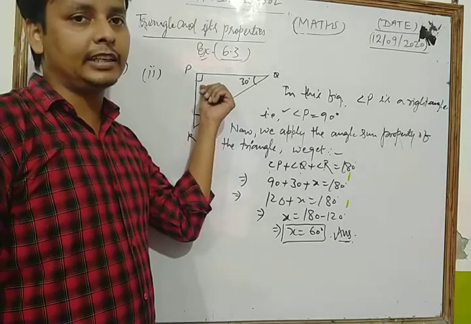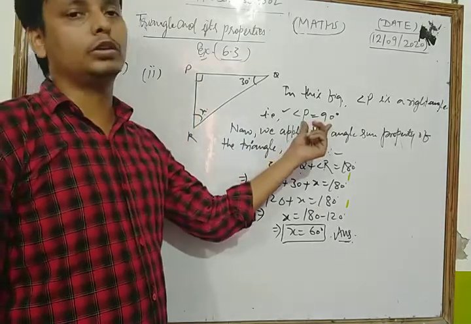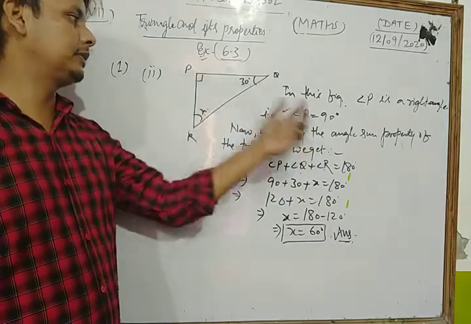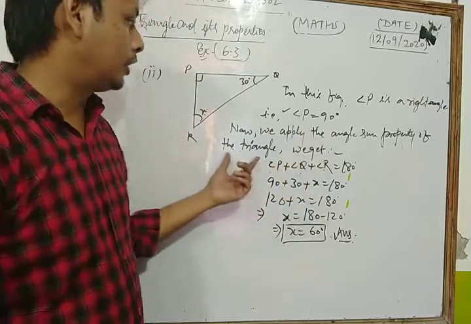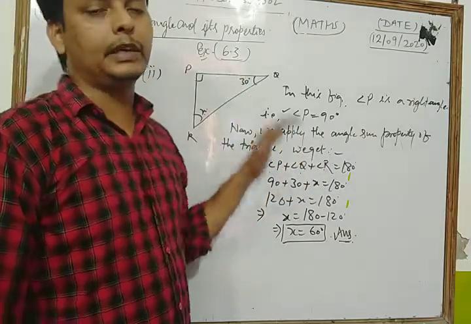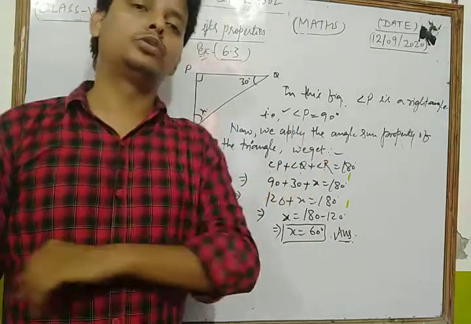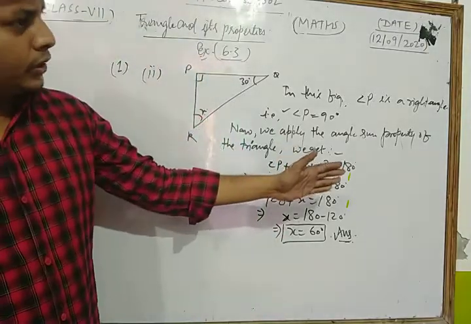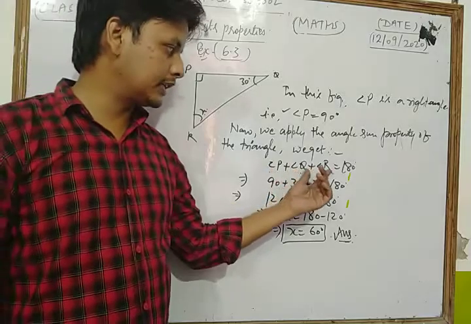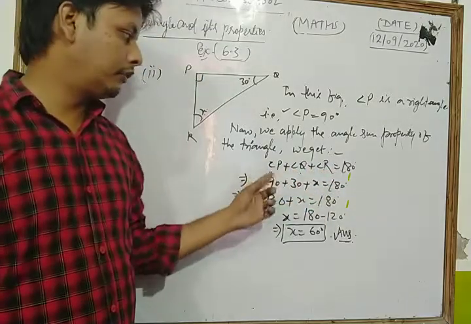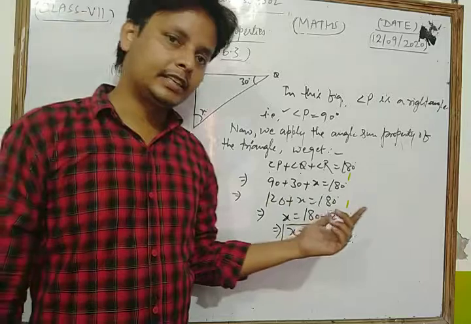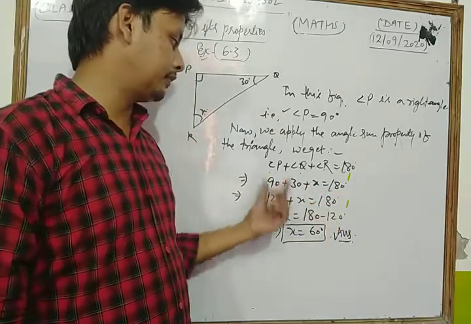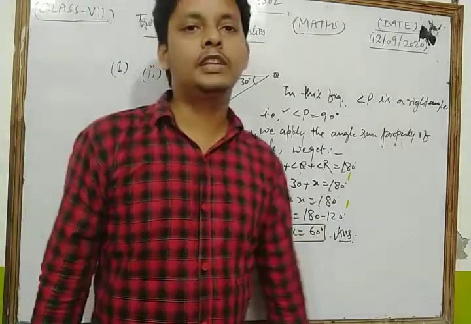Here angle P is a right angle, and you know that each right angle is equal to 90 degrees. So we write angle P is equal to 90 degrees. Now in that figure we apply the angle sum property of the triangle, and we know that all the interior angles of the triangle sum to 180 degrees. So here angle P plus angle Q plus angle R is equal to 180. Now we put in the values of each angle. In this way we get 90 plus 30 plus x is equal to 180. After simplifying that, we get the value of x as 60 degrees.